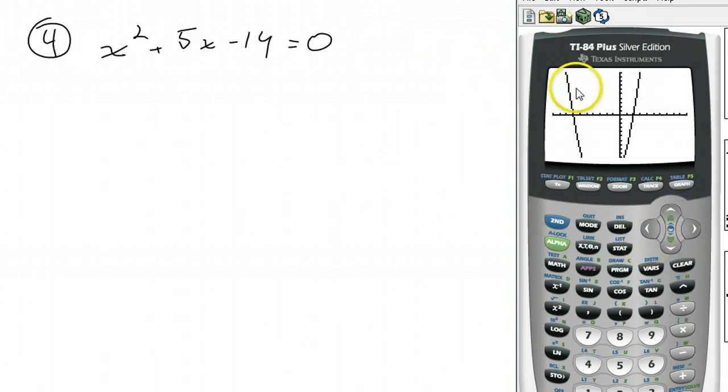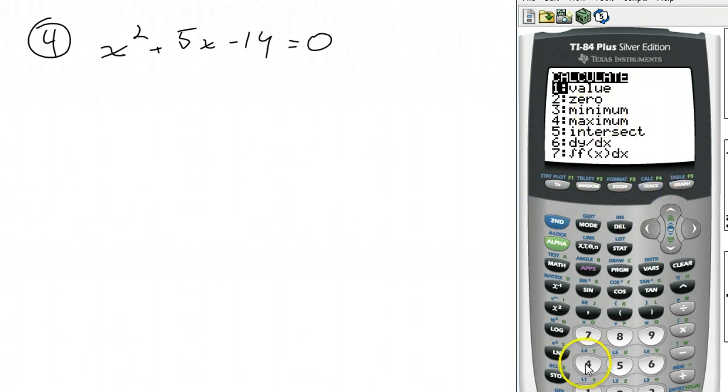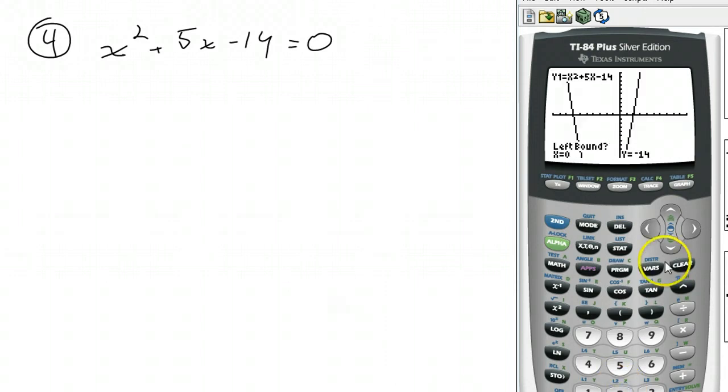Well, I can see that I have a root here, and I also have a root here. But I don't know for sure that those are it, because that might be 2, it might not. But don't forget, we can go second calc and find our 0, because that's what we're looking for. Same names for different things. Solutions are zeros. So if I find my 0, it asks me to do left bound, right bound.